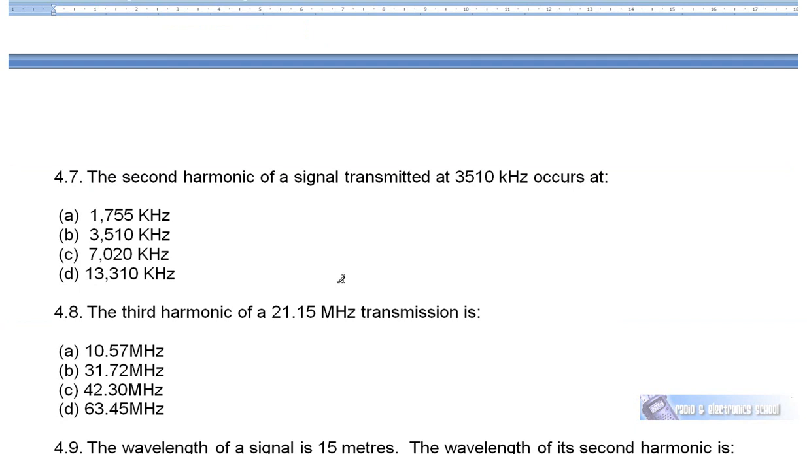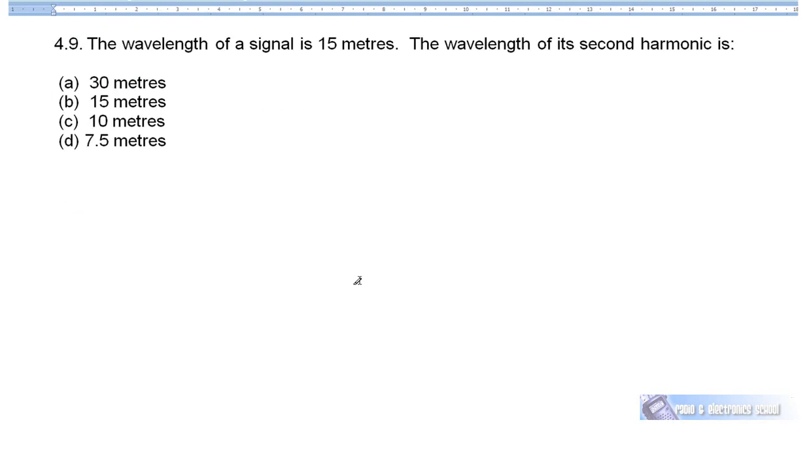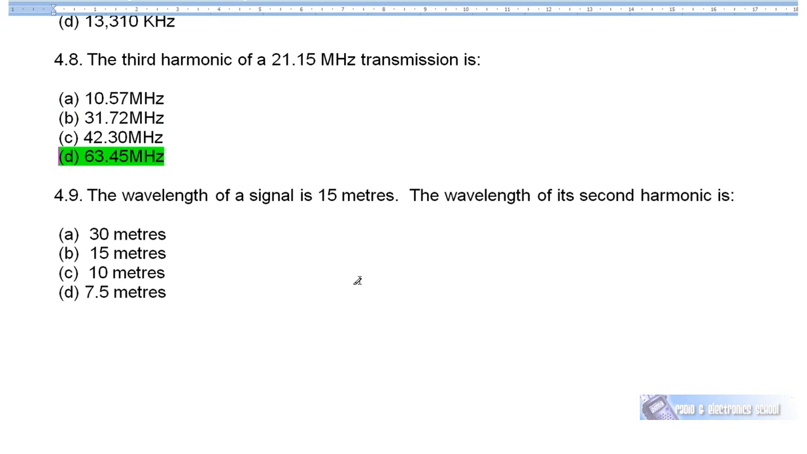The second harmonic of a signal transmitted on 3510 kilohertz occurs at, well, the second harmonic would be double that frequency, which would be 7020 kilohertz. The third harmonic of 21.15 megahertz would be 3 times 21.15 megahertz, which would be 63.45 megahertz. Last one. Yep, that's the last one.